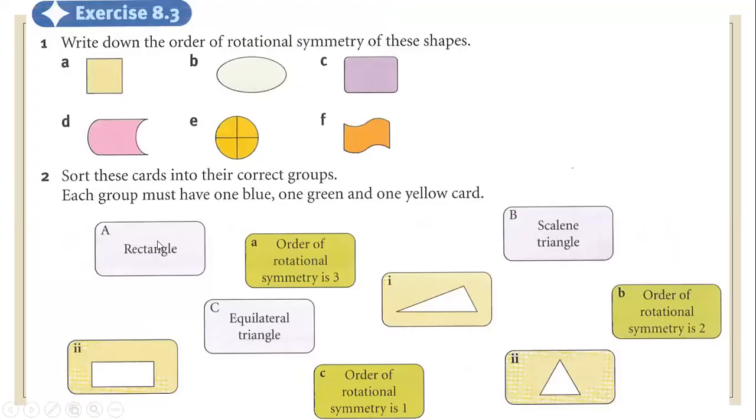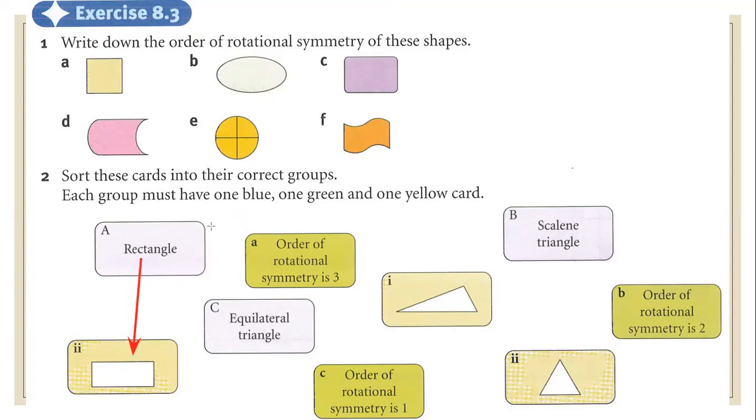Now, in the second one, sort these cards into their correct groups. Each group must have one blue, one green, and one yellow. Rectangle. Which one is rectangle? You need to connect all of these. What will you need to do here? A rectangle. Which one is rectangle? This one is the rectangle.